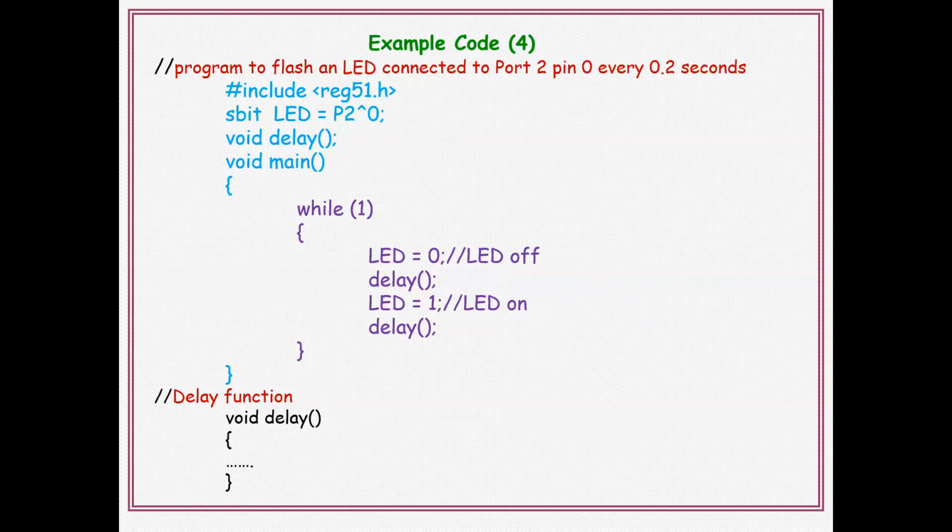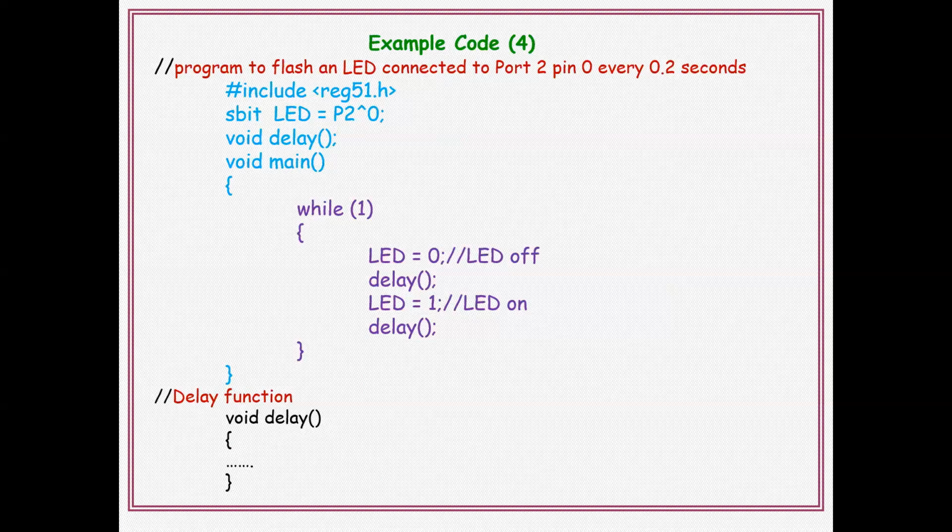The first one is #include register51.h. That is the header file for the 8051 microcontroller that gives the complete information about it. And 2.0 is the LED, so give a meaningful variable name like LED equal to P2.0. It is one bit, so we can represent it with an sbit type declaration. Here everything is important because microcontrollers contain very little internal memory, so you must utilize it properly.